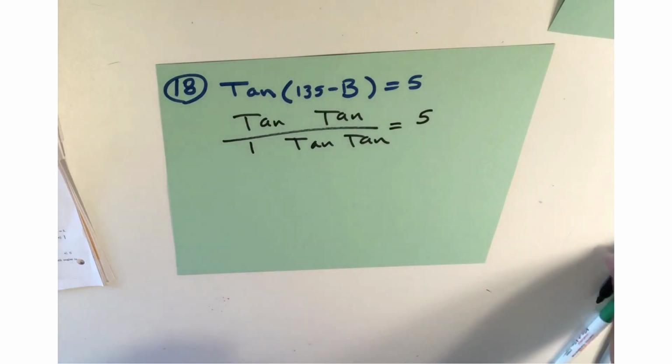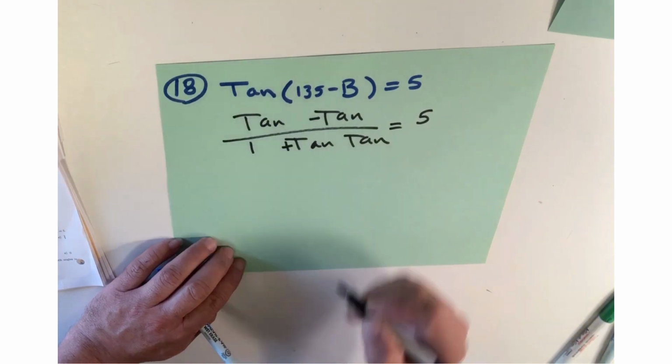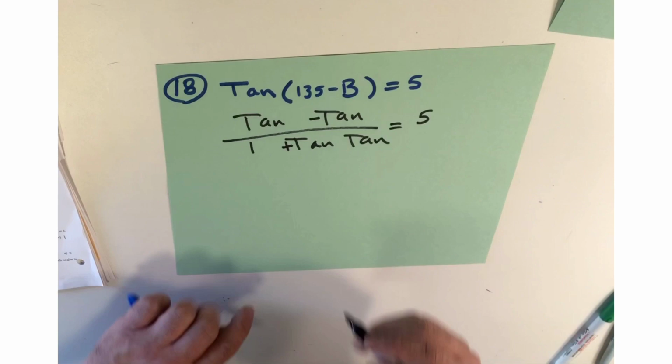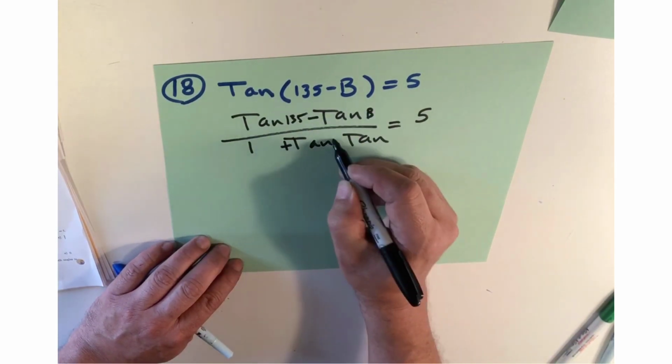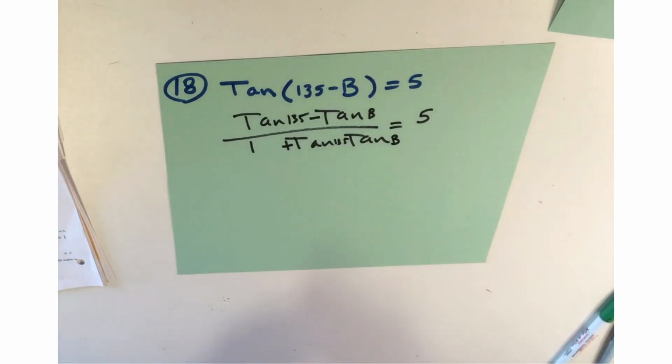I'm going to put in my signs, and remember that the top is true because it's the sine part, but the bottom is not going to follow the rules, so it's a plus. Put the values in order. 135, b, 135, b. Let's go do the math.